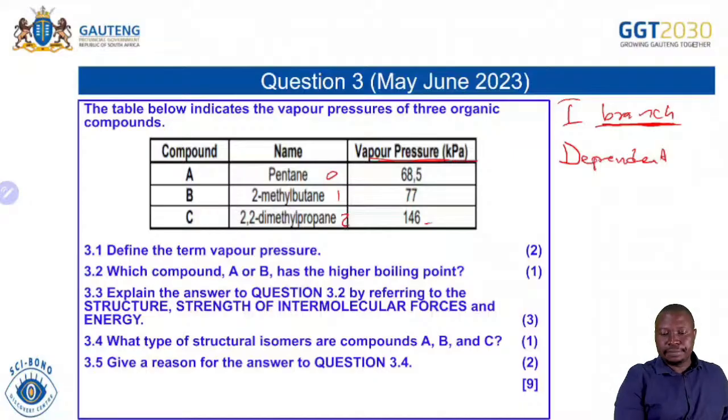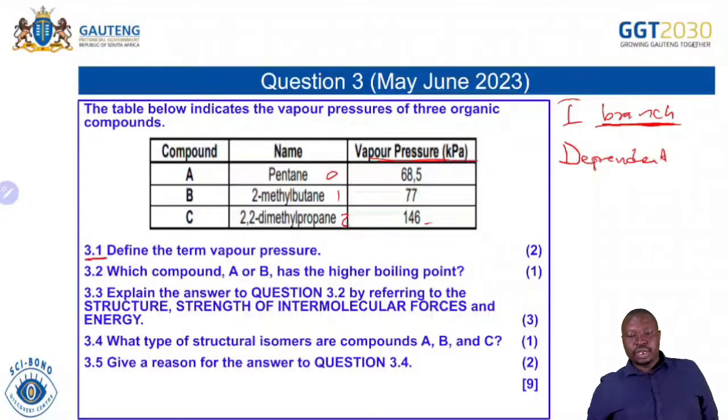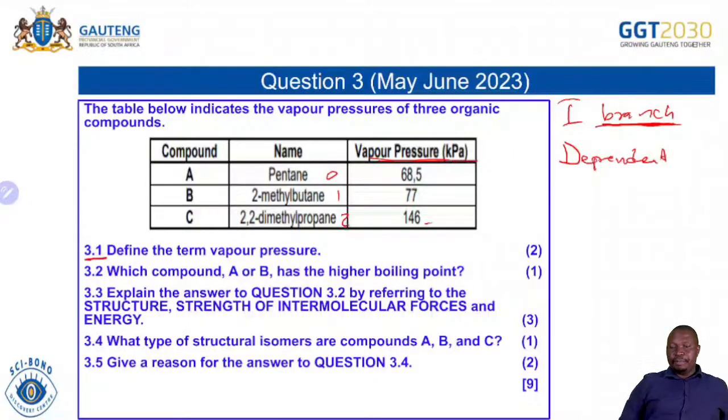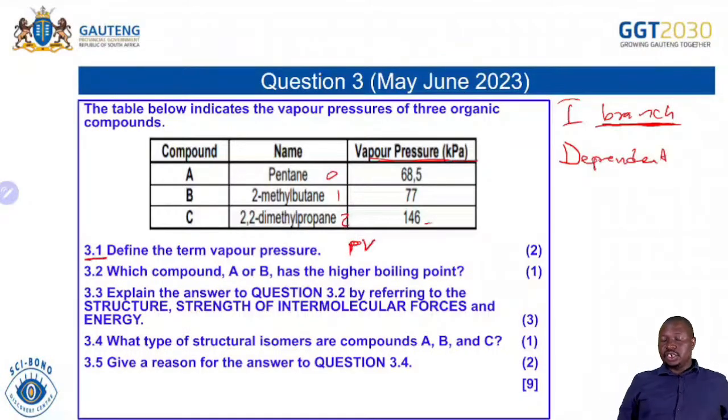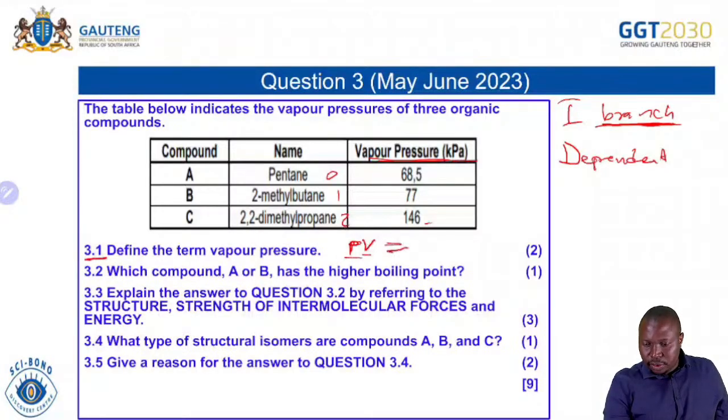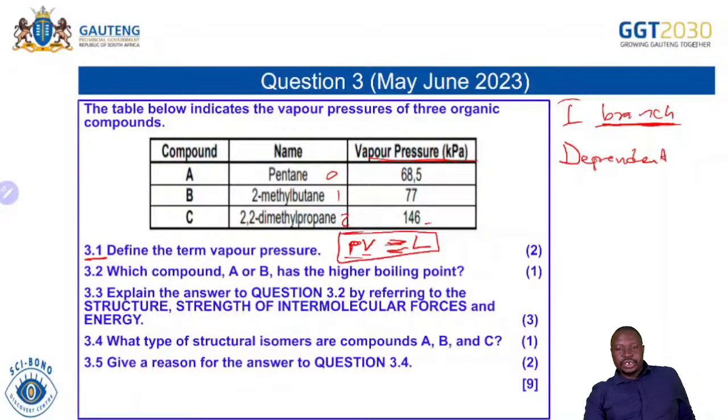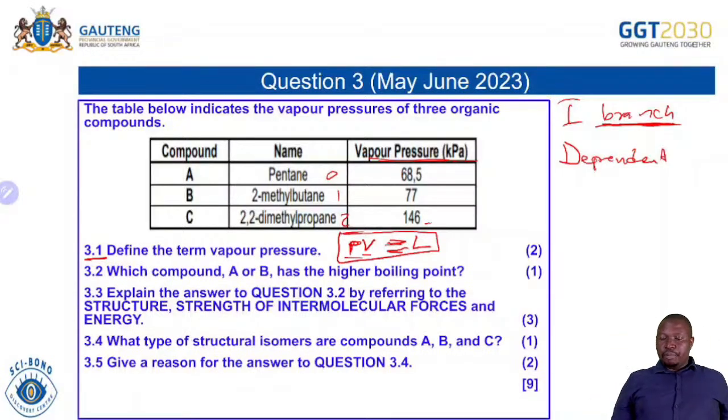Look at question 3.1. This is the question paper they wrote in June. They said define the term vapor pressure. You are able to say it is the pressure exerted by vapor. You see, I'm writing it in short so that you remember. VP: pressure exerted by vapor at equilibrium with its liquid in a closed system. Don't forget, it must be in a closed system. Question 3.2: which compound, A or B, has the higher boiling point?